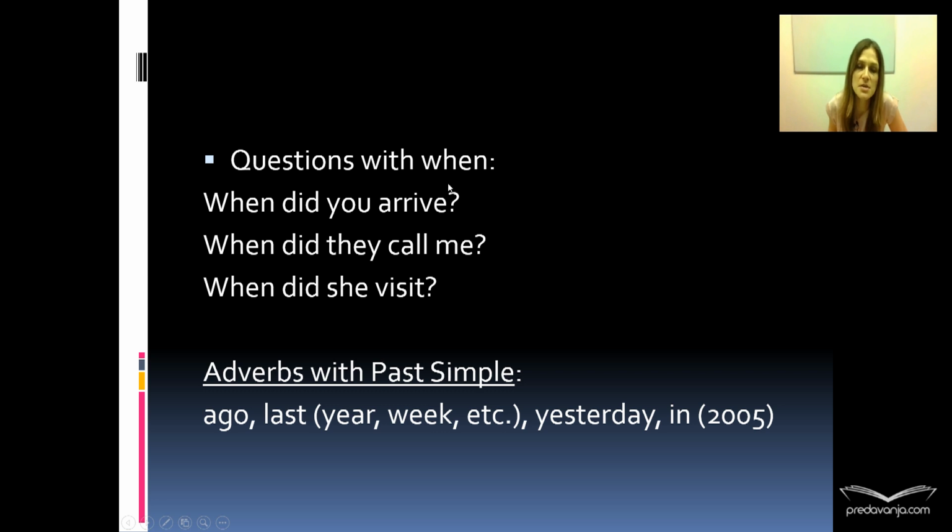Also, past simple is always used for questions with when, of course, when these questions are about the past. So, when did you arrive? When did they call me? When did she visit? Because the answer should be a specific time in the past. This is why we use past simple tense.